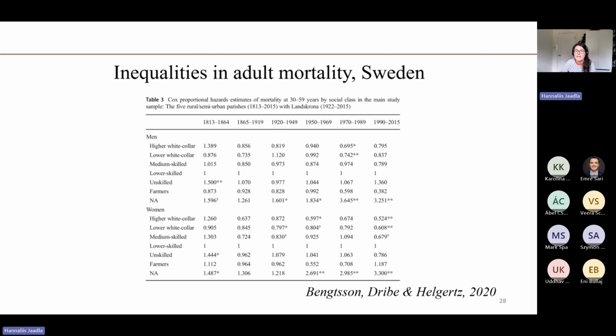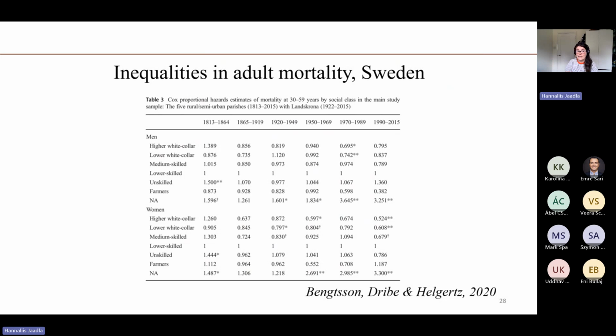And some of the takeaway messages from here is that this kind of social gradient for men becomes more evident by 1970s only, so there isn't any clear social gradient prior to that, and slightly earlier for women. So, for example, if we look at the 1950s, women in high white collar families had 40% lower mortality than lower skilled, and lower white collar had 20% lower mortality compared to lower skilled. So this kind of gradient becomes stronger from that period onwards.